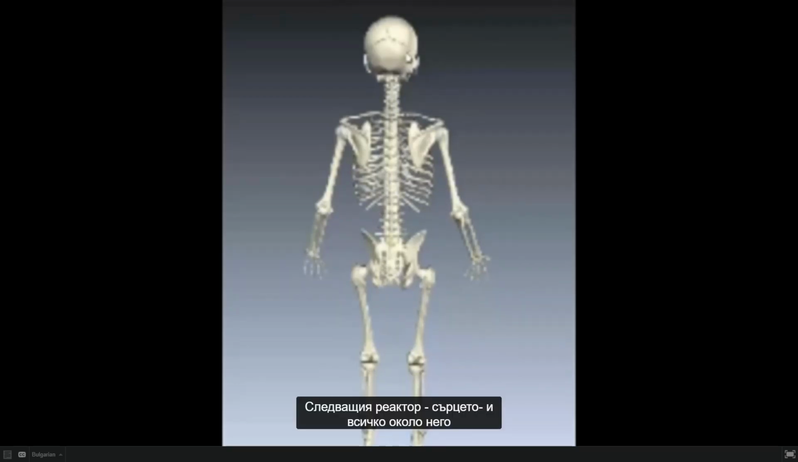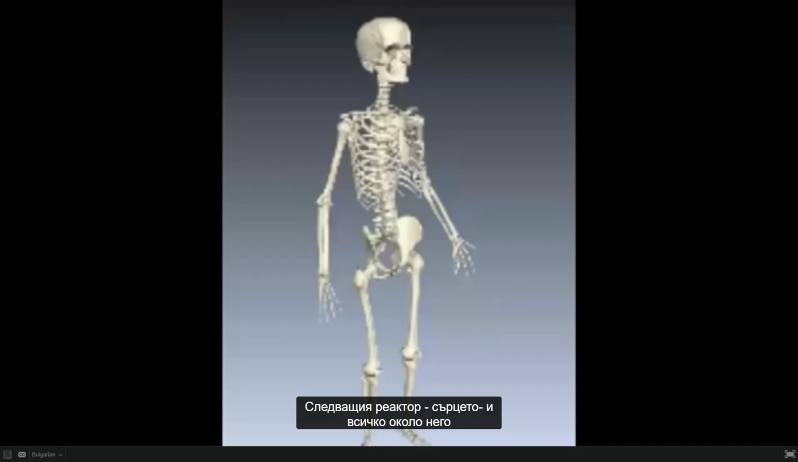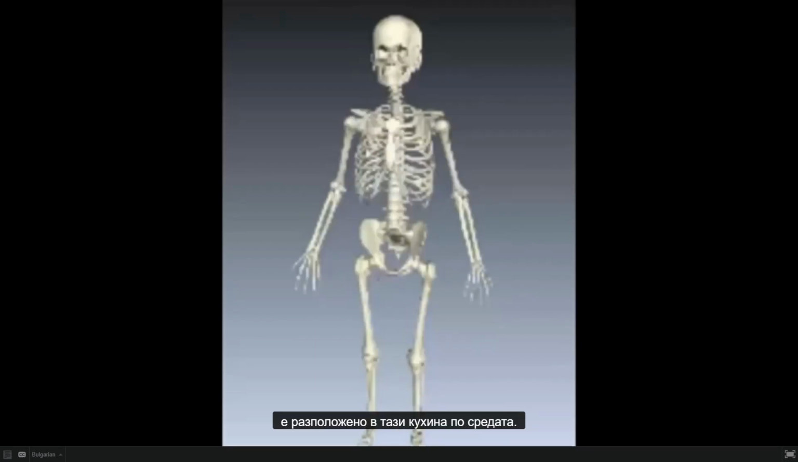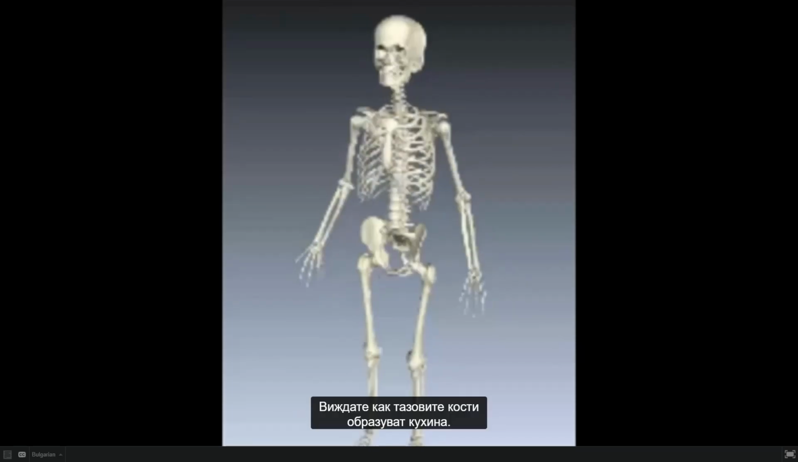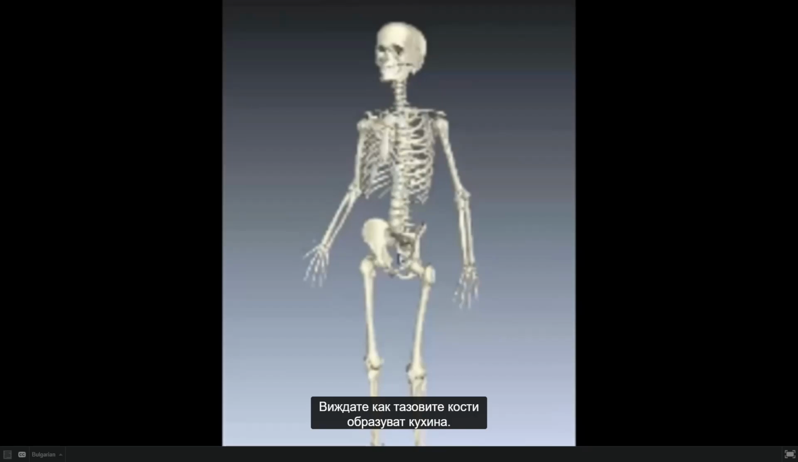The next reactor, our heart and everything around it, is placed in this box in the middle. And at the top is our abdomen. You see how the pelvic bones make a cave here. This is the place of the third reactor of our body. So everywhere we have a reactor, we have a density of structure.